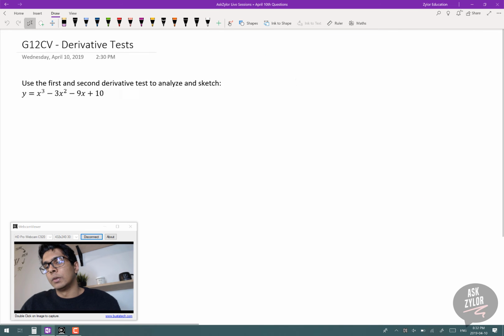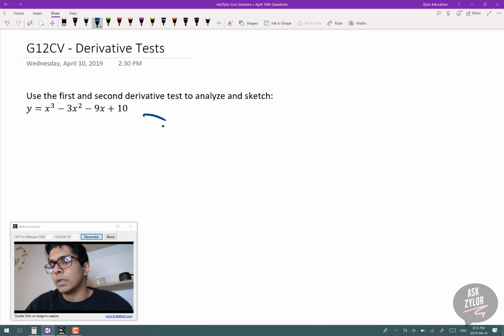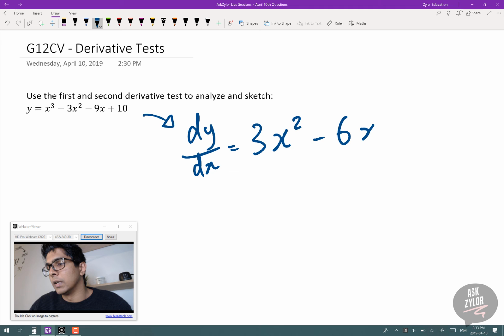So let's go ahead and do another calculus question. This is involving the derivative test. We're asked to use the first and second derivatives to test and analyze this function so we can sketch it. So the first thing we should do is get the first derivative. It's simply going to be dy over dx is equal to 3x squared minus 6x minus 9.